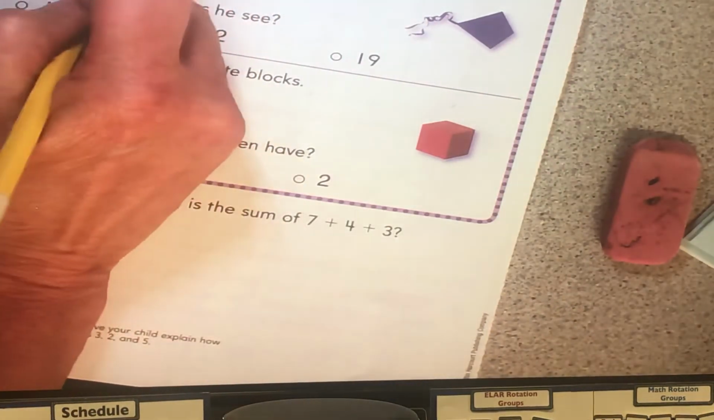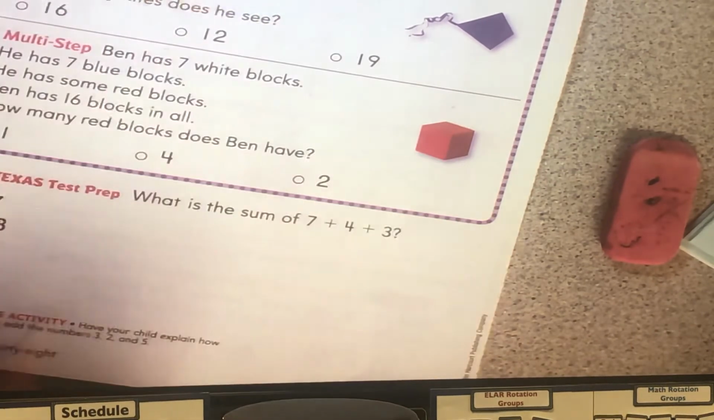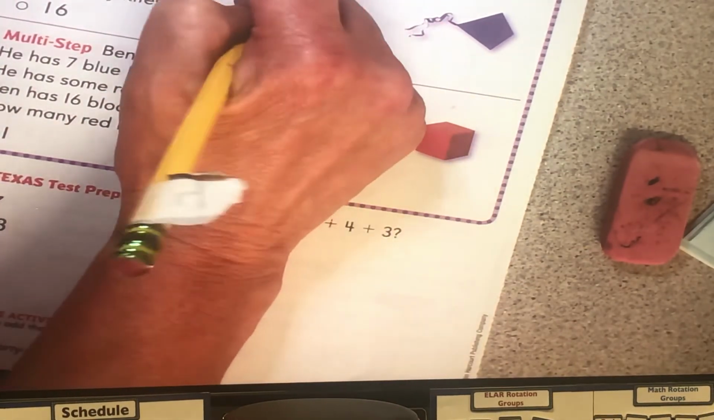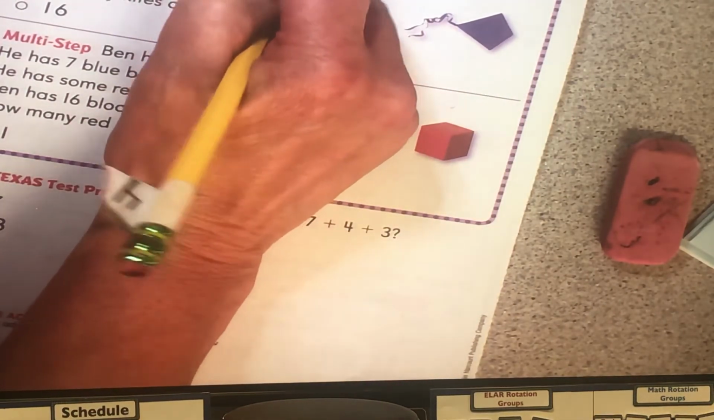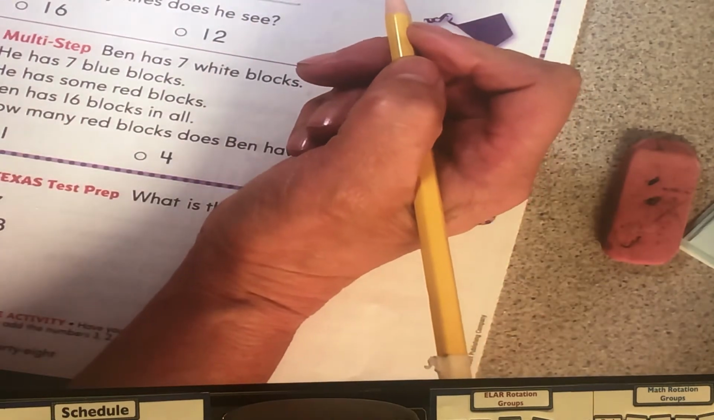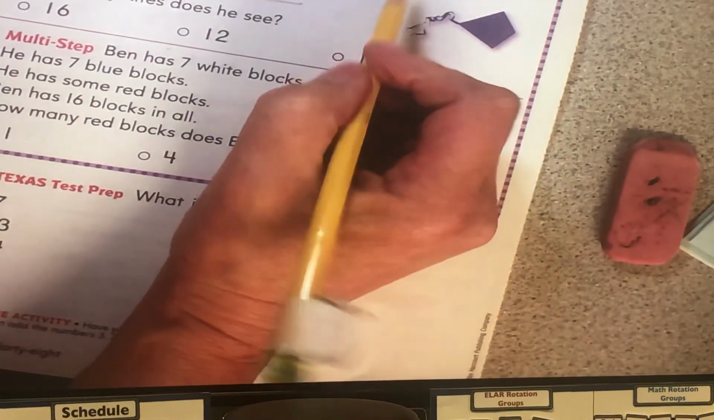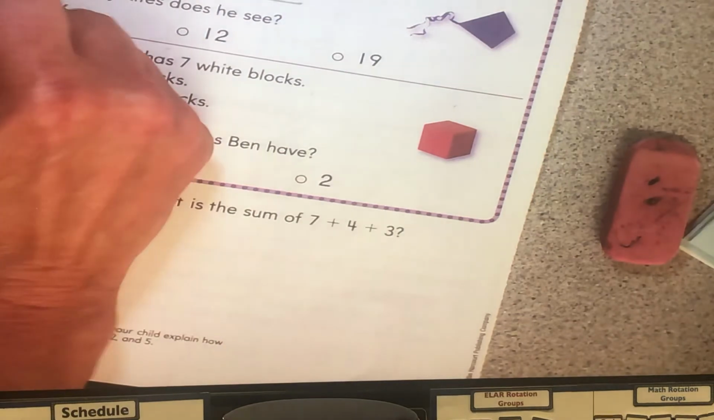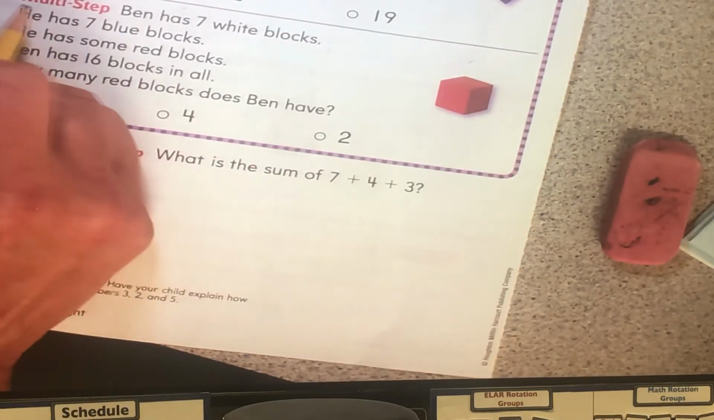Ty has 5 blue kites. He sees 7 red kites, and he sees 4 purple kites. How many kites does he see? So we have 5 plus 7 plus 4. Okay, let's circle 5 and 7 equals what? 12. And 12 plus 4 more is 16. 12, 13, 14, 15, 16. 16. Multi-step, more than one step.